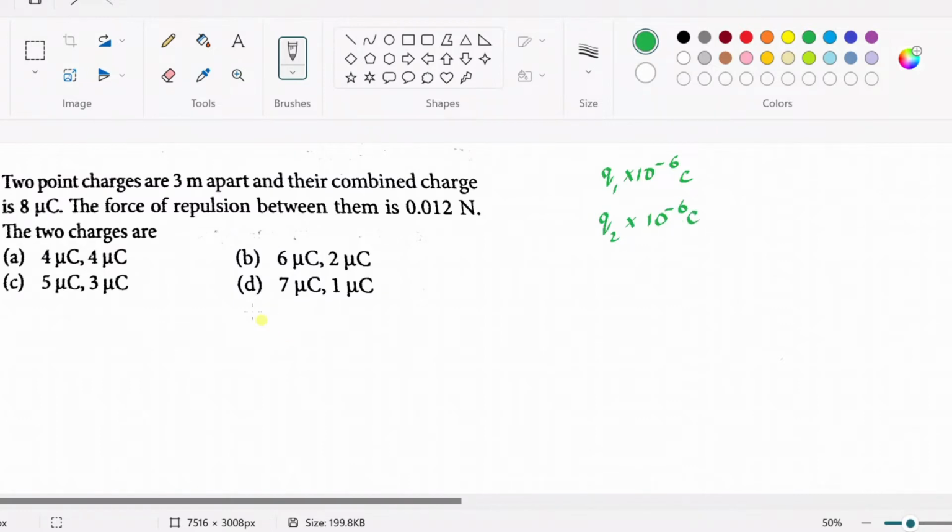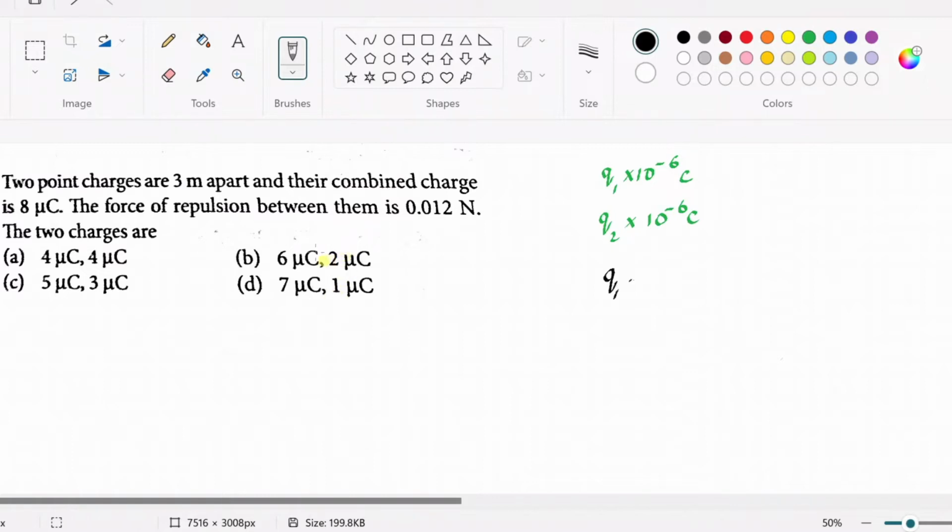Minus 6 coulombs. Sir, what if we don't write 10 to the power minus 6 here? Then you will have problems. Then the outcome will be wrong. Okay, and you will get confused with the extra powers which will be arising, right? So Q1 into 10 to the power minus 6 and Q2 into 10 to the power minus 6.